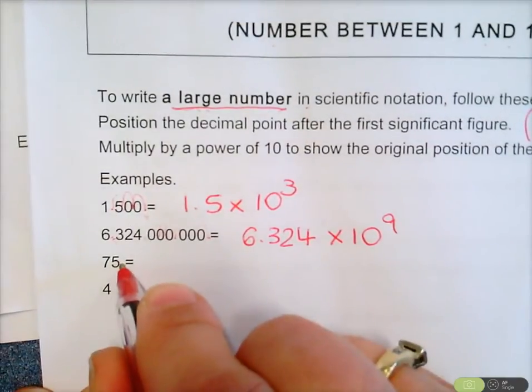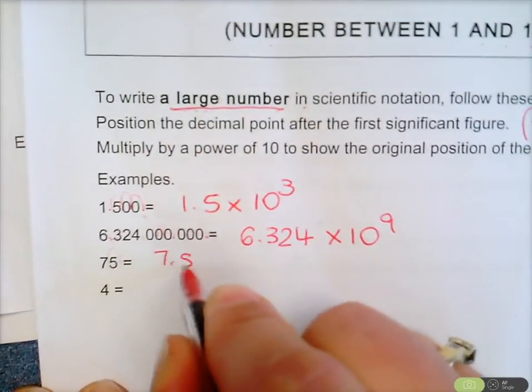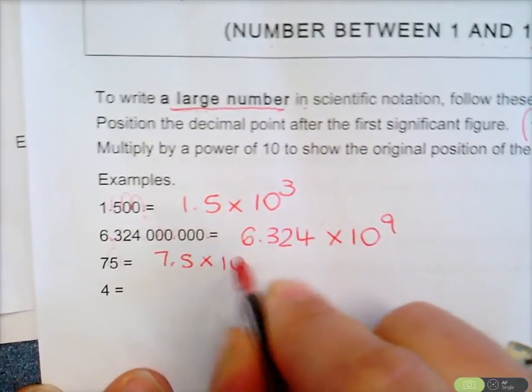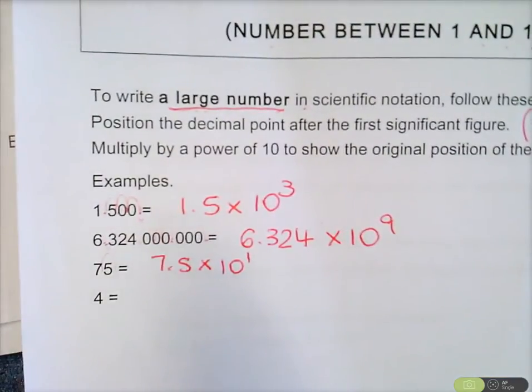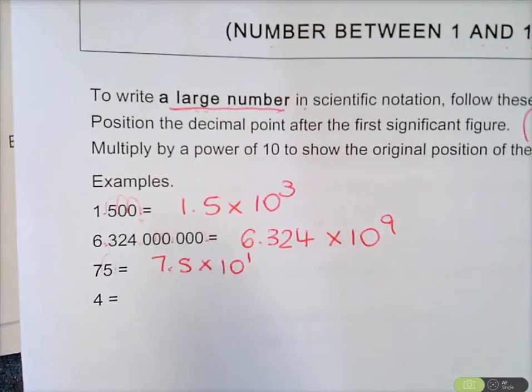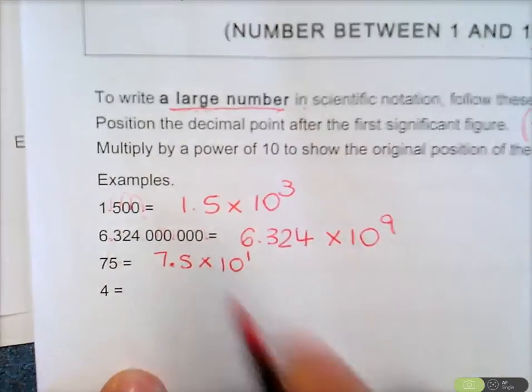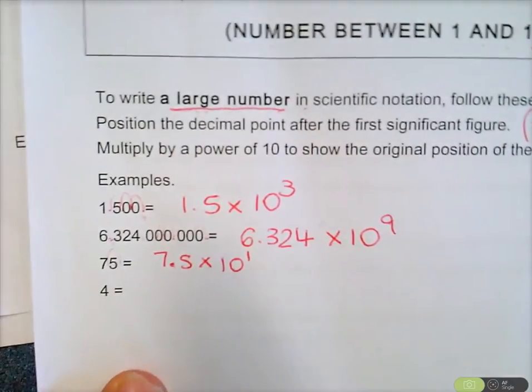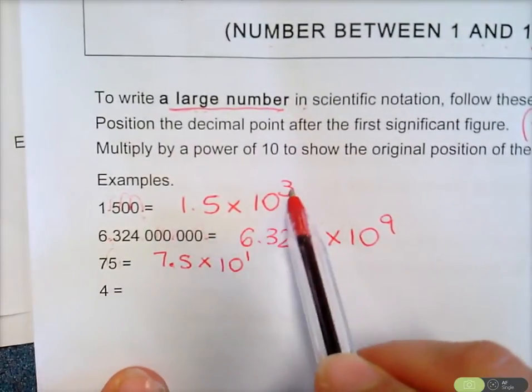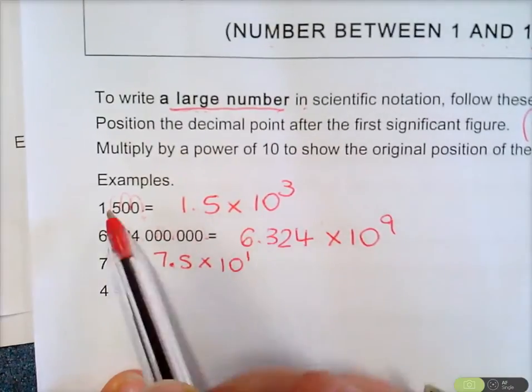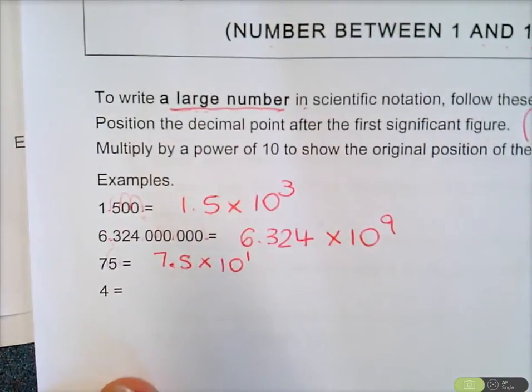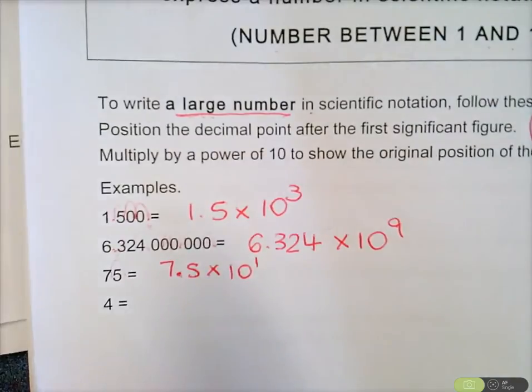The number 75 is not a number between 1 and 10. Where do I move it? 7.5. How many jumps did I do? Times 10 to the power of 1. We know 75 is 7.5 times 10, don't we? 7.5 times 10 is 75. 1.5, 10 to the power of 3 is 1,000. 1.5 times 1,000 is 1,500. We okay?